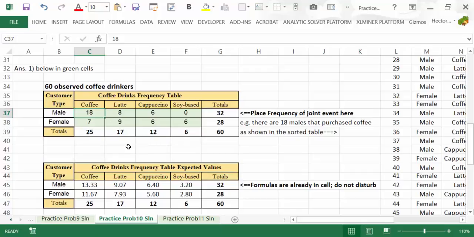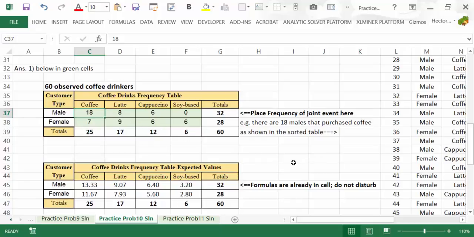So the question is, is there a tendency for males to prefer one type of drink versus another? So does gender matter when a coffee drink is being selected? It looks like males drink a lot of coffee. Females seem to have a more balanced view of the world, some coffee, latte, cappuccino, etc. So there may be an underlying gender relationship with the coffee drink. This is a contingency table.